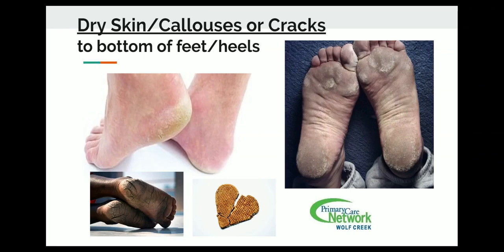You can see here in these pictures, we have some dry skin, some calluses, some cracks to the bottom of the feet and the heels. This is a very common problem and you may be suffering from this. So let's talk about what you can do.